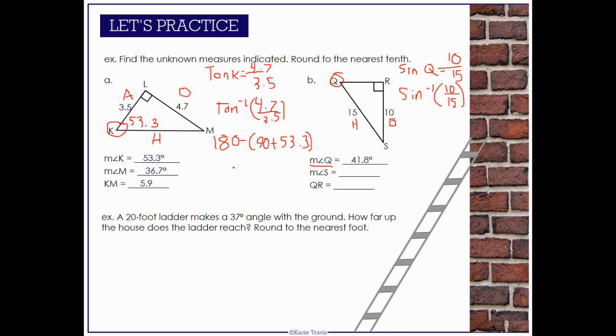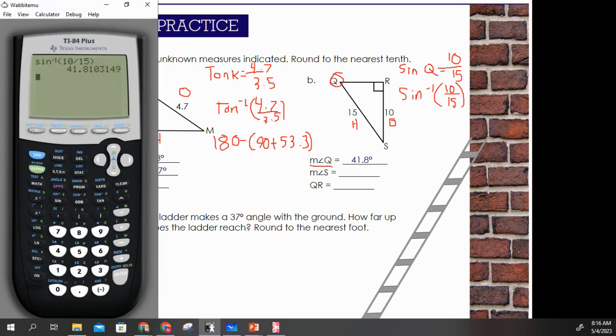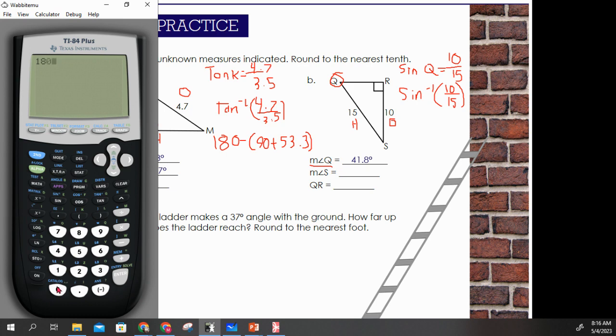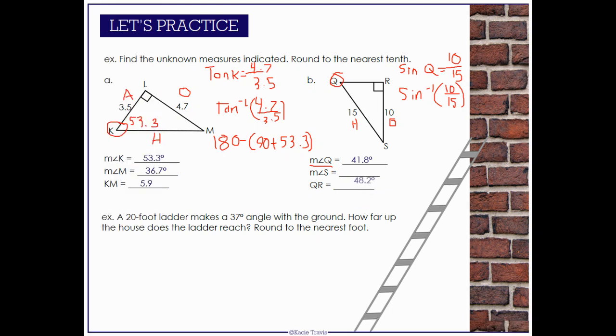Now, just like with our last one, I'm going to subtract 41.8 and our right angle from 180 so I can find S. Let's make it easier on ourselves. We don't need to do trig for literally everything. We got a bunch of stuff in our toolbox here. So we got 180 minus 90 plus 41.8. 48.2, that sounds good to me. That's our angle. All right, last one.